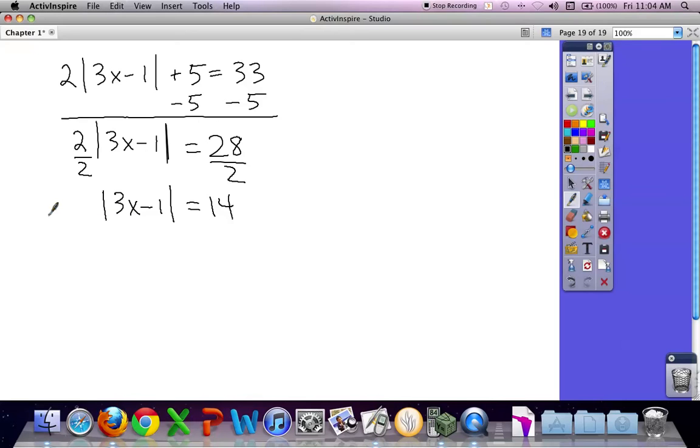We can break it down like we did in the prior example. Right? This thing will be true if 3x minus 1 equals 14, or if 3x minus 1 equals negative 14. Because even if this equals negative 14, when we take the absolute value of it, it'll be positive 14. So solve both of those. Right? Add 1.